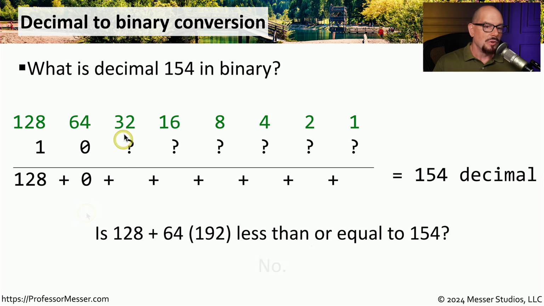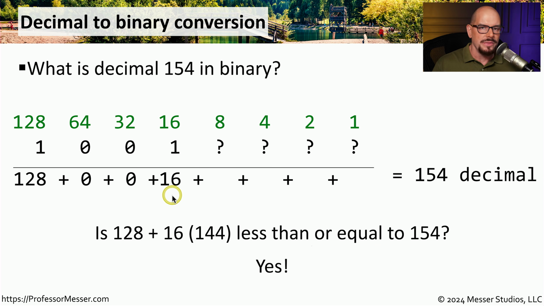Now we move to the next column, which is our 32. We'll add 32 plus anything that we brought down. That would be 128 plus 32, which equals 160. Is 160 less than or equal to 154? It is not, so we'll bring down a 0 in that column. We'll continue with this process by looking at the fourth column, which is 16. We'll add that to anything that we brought down. So 128 plus 16 is 144. Is 144 less than or equal to 154? It is, so we'll put a 1 in that column and bring down the 16.